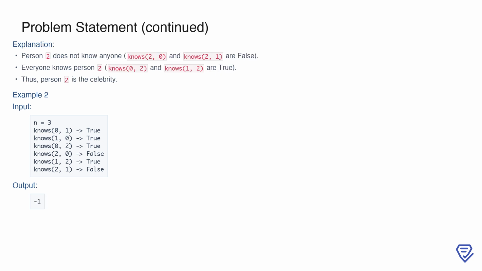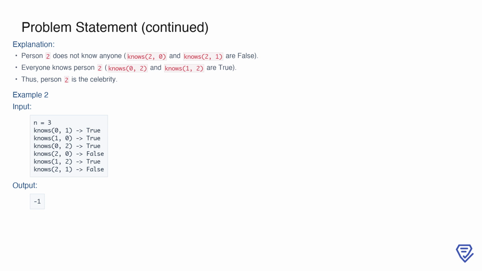To explain this first example, we observe that person 2 does not know anyone at the party. This is evident because both knows(2, 0) and knows(2, 1) return false. Additionally, everyone at the party knows person 2, which we determine by the fact that knows(0, 2) and knows(1, 2) both return true. Since person 2 meets both conditions of being a celebrity, we conclude that they are the celebrity.